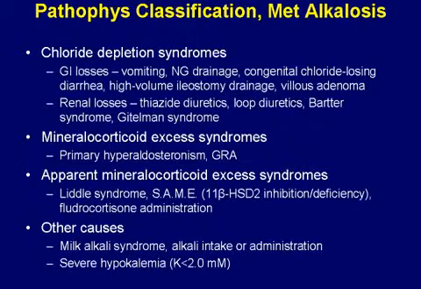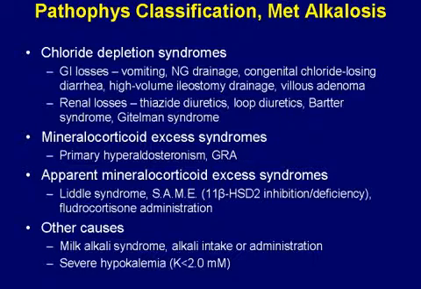Mineralocorticoid excess syndromes, primary hyperaldosteronism, glucocorticoid remediable hyperaldosteronism. The apparent mineralocorticoid excess syndromes, Liddle syndrome is one of these. The syndrome of apparent mineralocorticoid excess, which is 11-beta-HSD2 deficiency, where you don't inhibit the generation of cortisone and you have activation of the mineralocorticoid receptor by glucocorticoids.